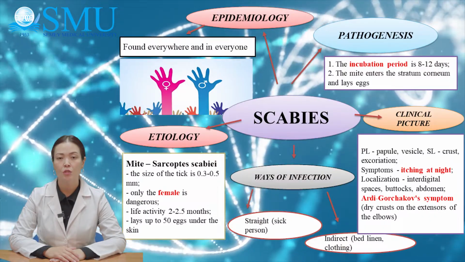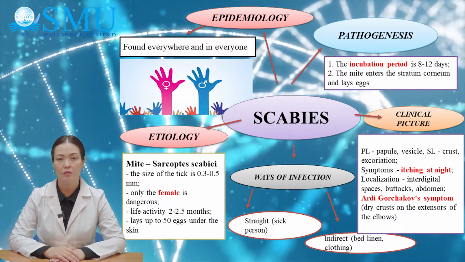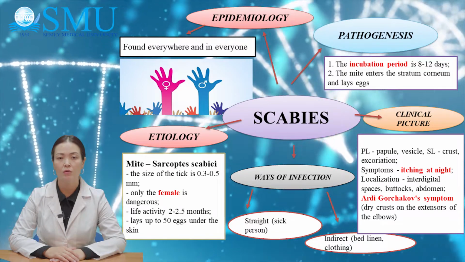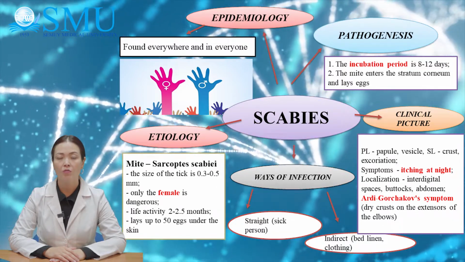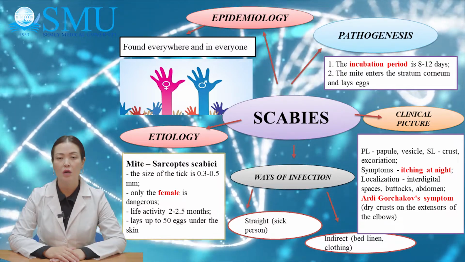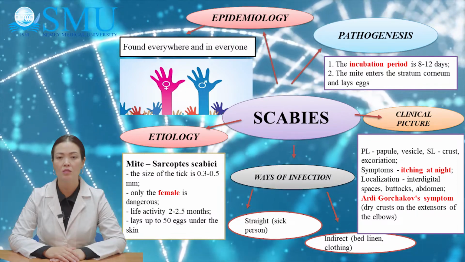By epidemiology, this type of infection can be seen everywhere and in everyone. It means that it doesn't matter your nationality, the country where you live, your gender or age, all of us can have this type of infection. The main cause of scabies is a specific small insect, the mite Sarcoptes scabiei.